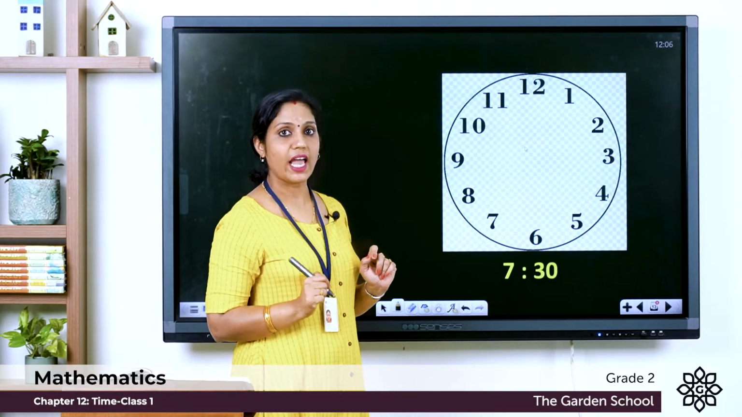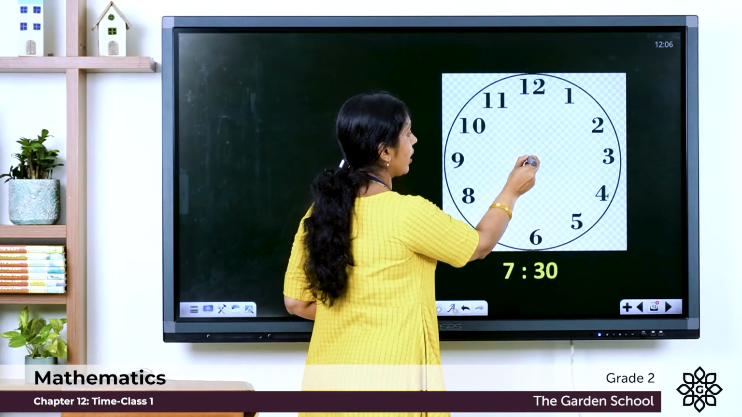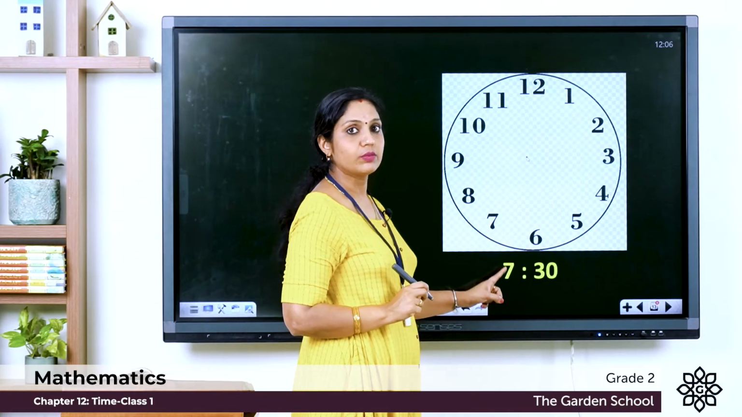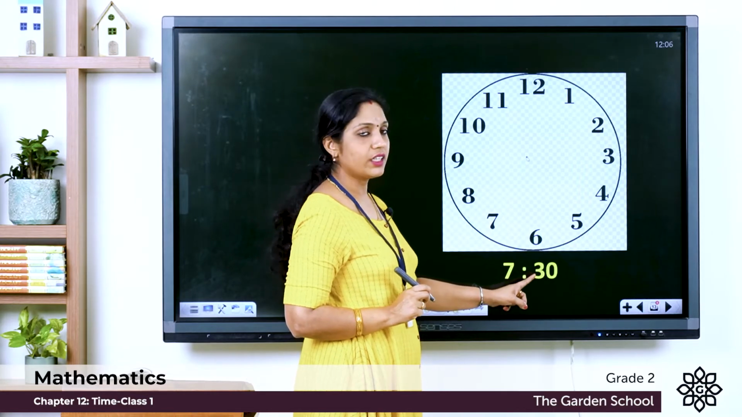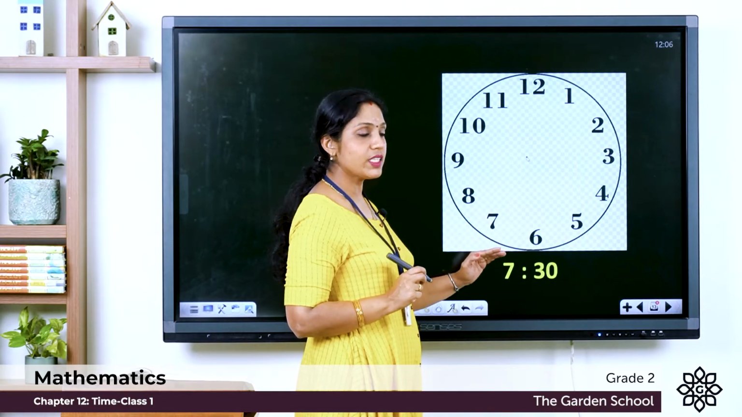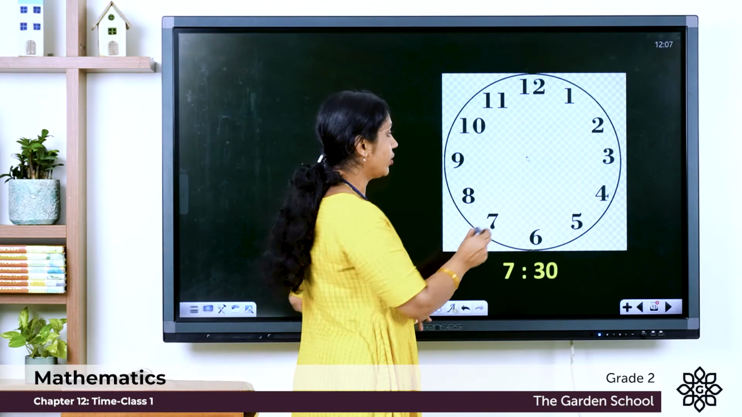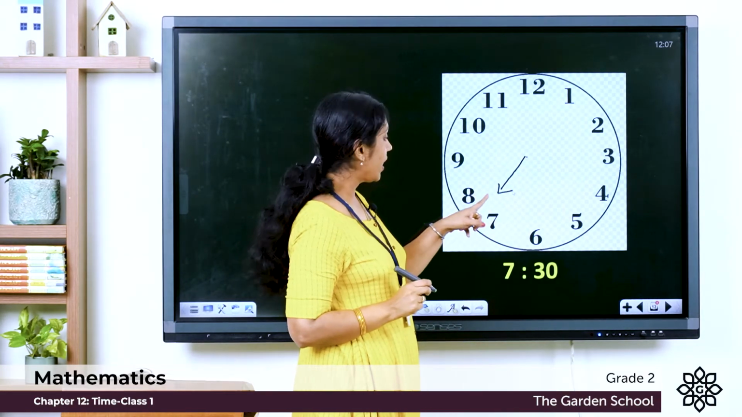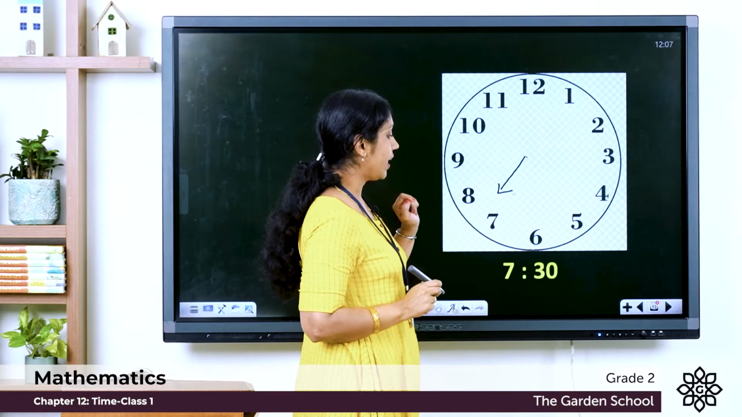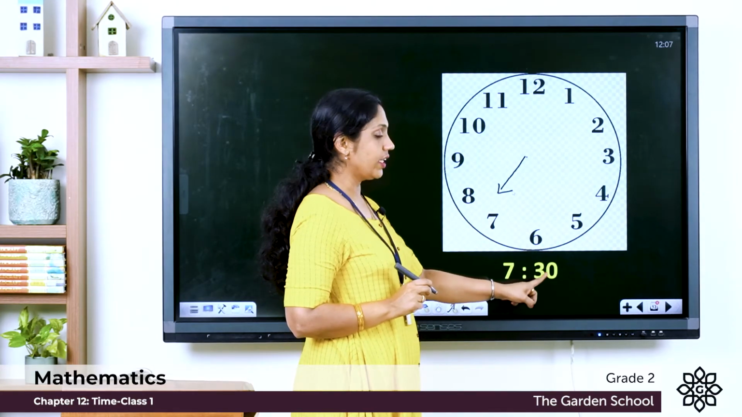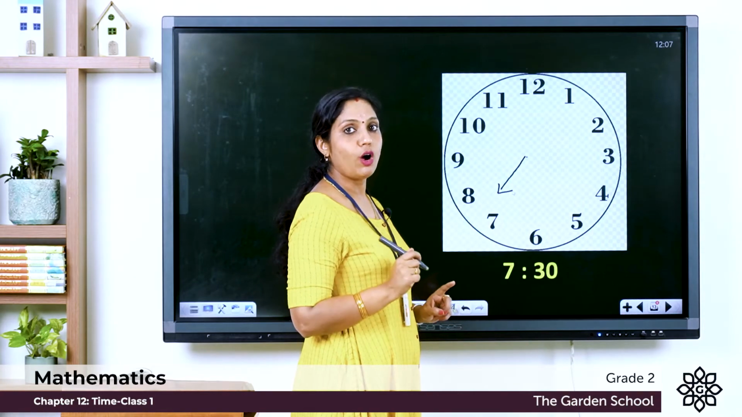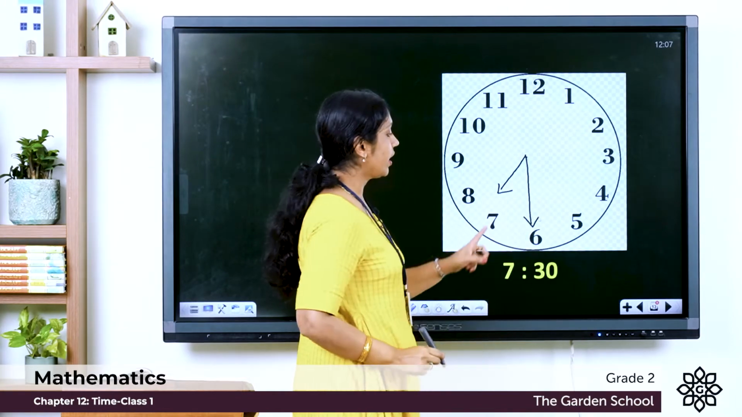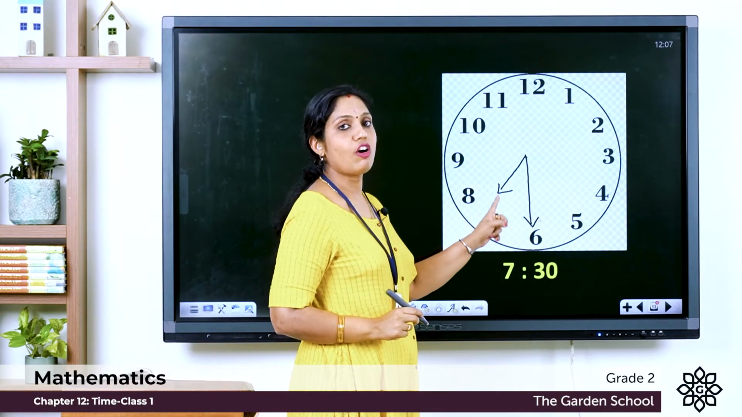First, we have to draw the hands on this clock. For that, let's find the center of this clock. Now we have to draw the hour, that is 7. But if it is 7:30, the hour hand has to be placed in between 7 and 8. The short hand, that is the hour hand, has been drawn in between 7 and 8. And next, since it is 7:30, the minute hand should be on 6. So now we can say that it is 7:30, or half past 7.